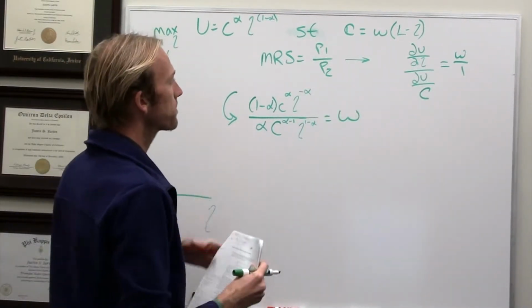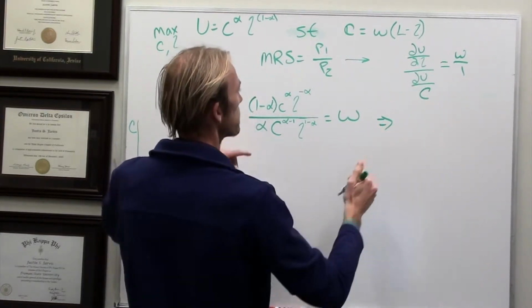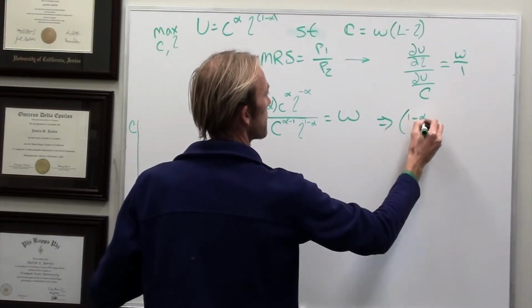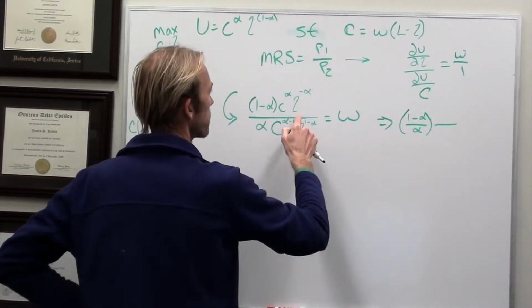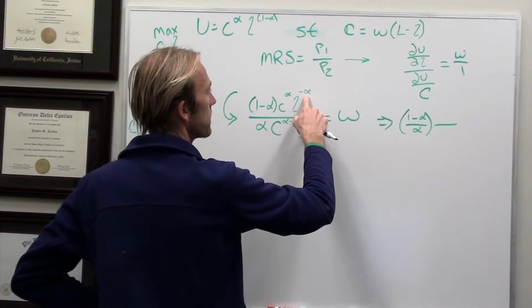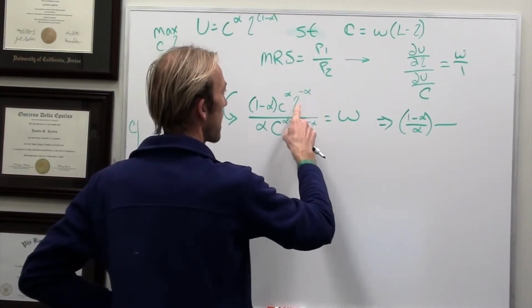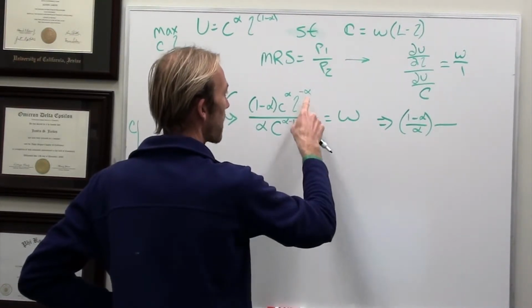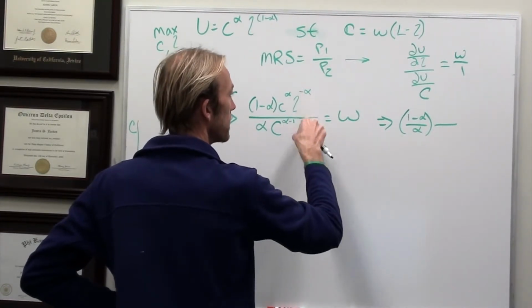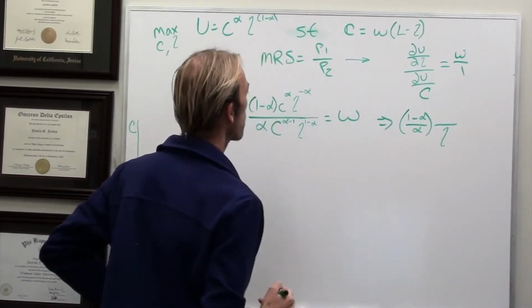Okay, let's simplify this. This implies that, I'm going to pull these out in front. So I've got 1 minus alpha over alpha. Notice the leisure is a negative alpha. If I bring it down, it becomes a positive alpha. So I'll have leisure to the alpha and leisure to the 1 minus alpha here. So we add those together. We'll have alpha plus 1 minus alpha. The alphas cancel. And we just have a leisure on the bottom.